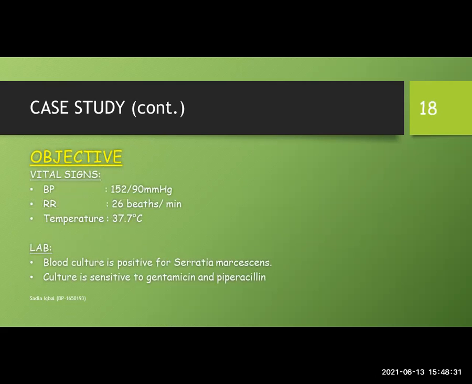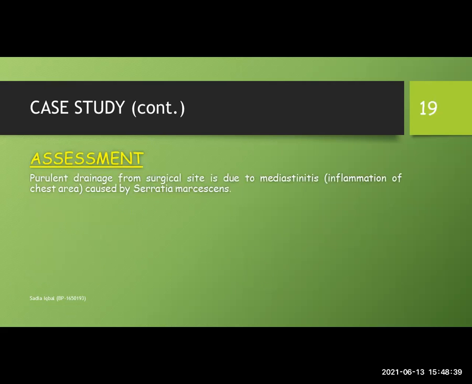His vital signs are given, and blood is positive for Serratia marcescens, and the culture is sensitive to gentamicin and piperacillin. As the culture test has confirmed that the infection is caused by Serratia marcescens, the purulent drainage from the surgical site is basically due to mediastinitis, that is the inflammation of the chest area caused by infection. Serratia is a gram-negative bacteria. It is an opportunistic bacteria. It can cause nosocomial infection.